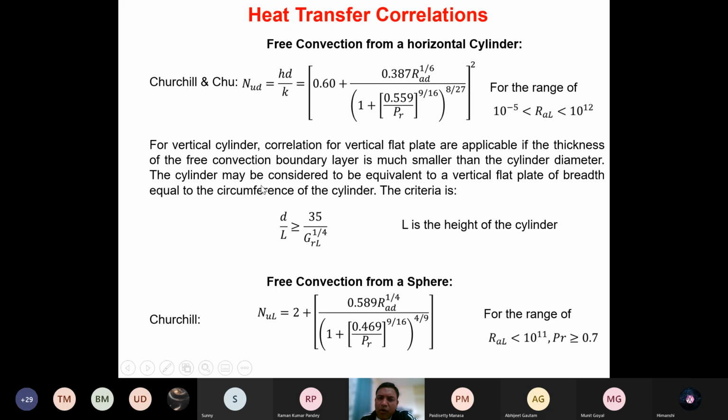But if you have a vertical cylinder, the same equation which we have obtained for the vertical flat plate has to be used. In that case, the breadth will be equal to the circumference of the cylinder, and you can check this by checking this particular criterion. If you have D by L greater than 35 divided by Grashof number raised to the power 1/4, in that case you have to use the same correlation of the flat plate for the vertical cylinder. Okay, is it clear to everyone?